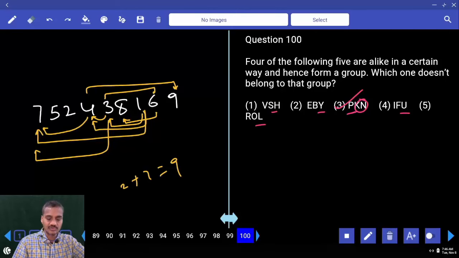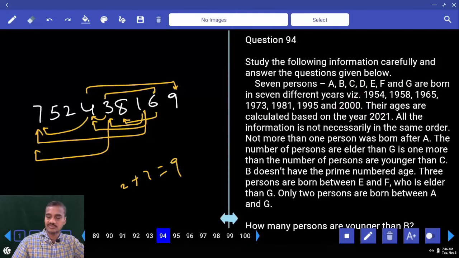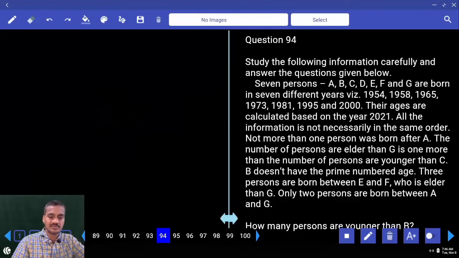Clear? Now you need to go into this puzzle.